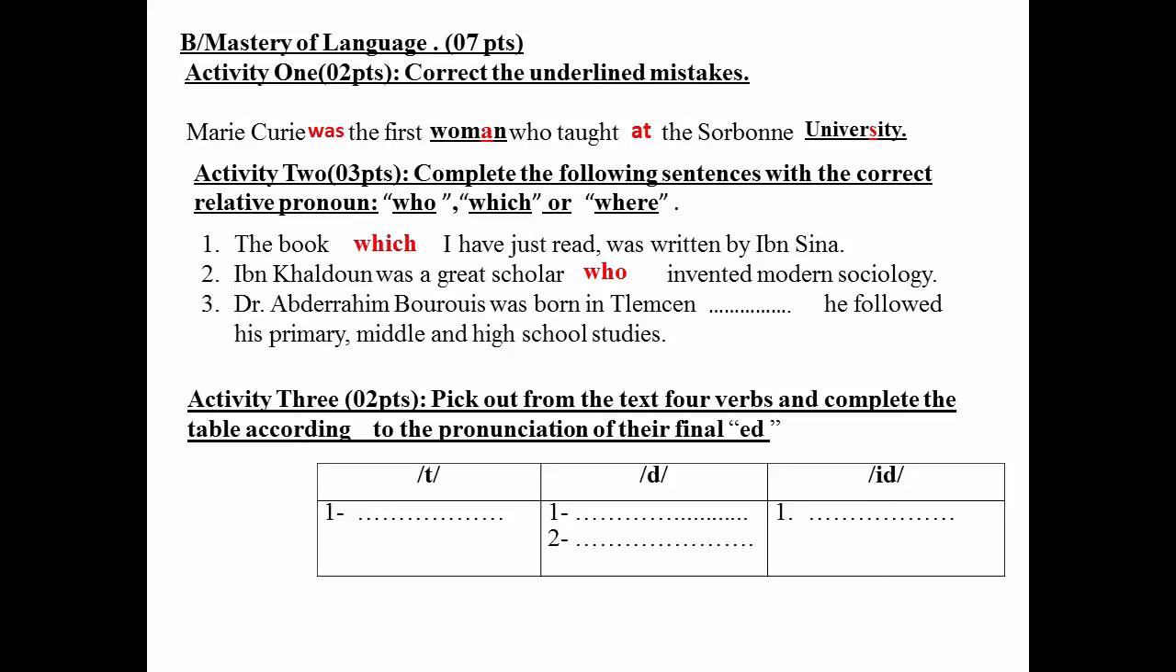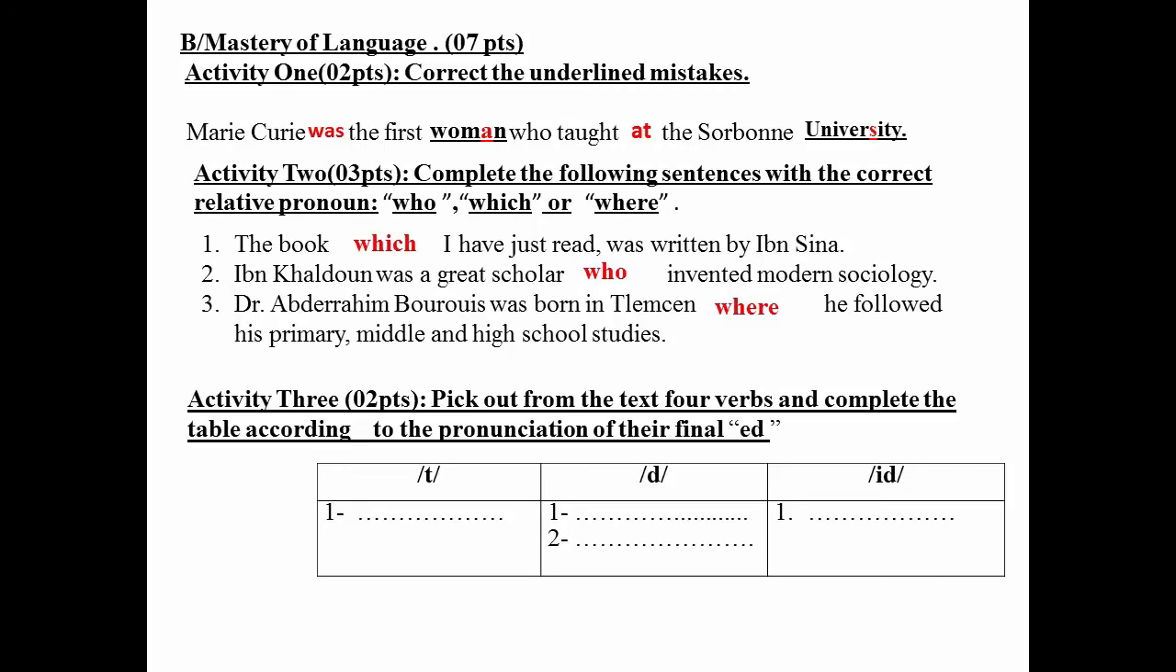Three. Dr. Abdurrahim Bourwis was born in Tlemcen. So Tlemcen is a place. He followed his primary, middle, and high school studies. So since Tlemcen is a place, your answer is very good. Where?